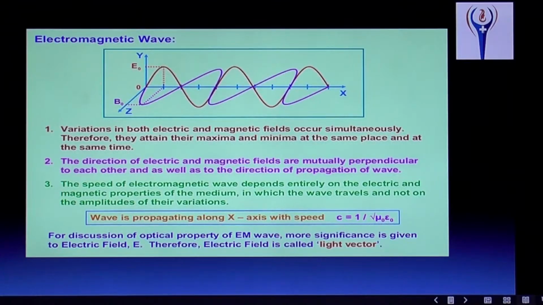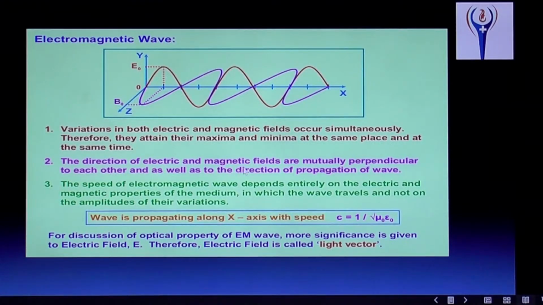What is electromagnetic wave? That is variation in both electric and magnetic field occurs simultaneously. That is, electric field varied along y-axis as per the diagram, and magnetic field varied along z-axis, and both will occur simultaneously. That is, both will reach maximum at same time, reach zero same time, like that. So its phase difference is 0. Both are in same phase that we have discussed. And therefore they attain the maximum and minimum at same place at same time.